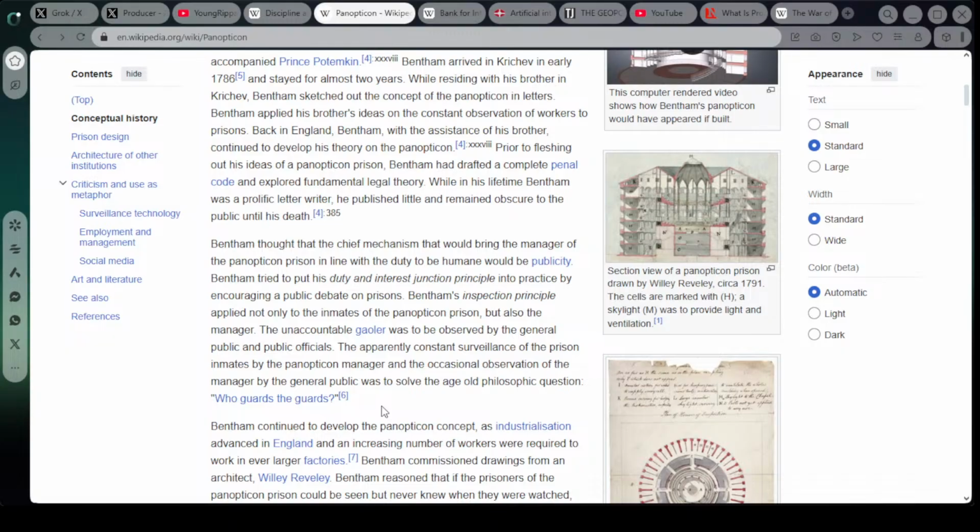Bentham thought that the chief mechanism that would bring the manager of the Panopticon prison in line with the duty to be humane would be publicity. Bentham tried to put his duty and interest junction principle into practice by encouraging a public debate on prisons. Bentham's inspection principle applied not only to inmates of the Panopticon prison, but also the manager. The accountable gaoler was to be observed by the general public and public officials. The apparently constant surveillance of the prison inmates by the Panopticon manager and the occasional observation of the manager by the general public was to solve the age-old philosophic question, who guards the guards?